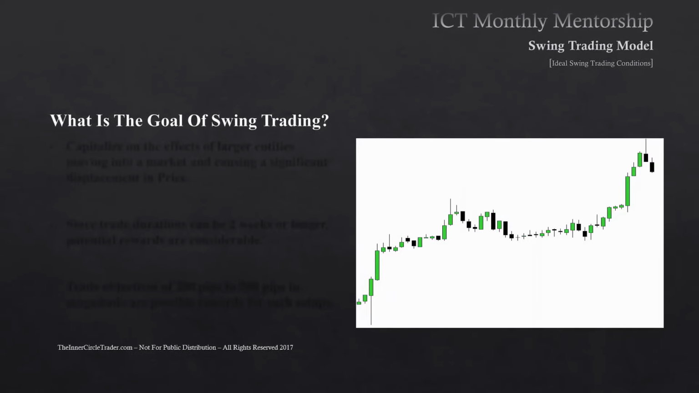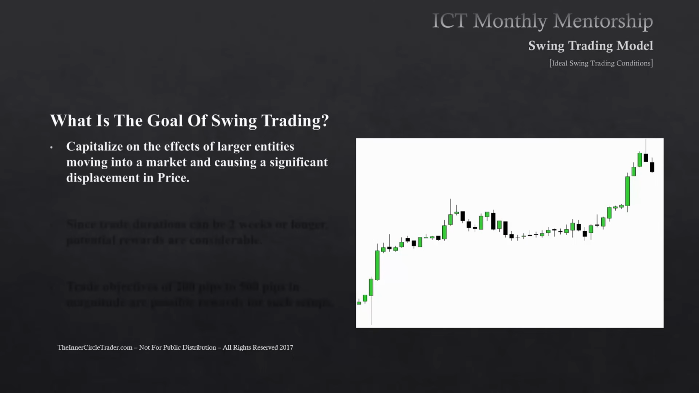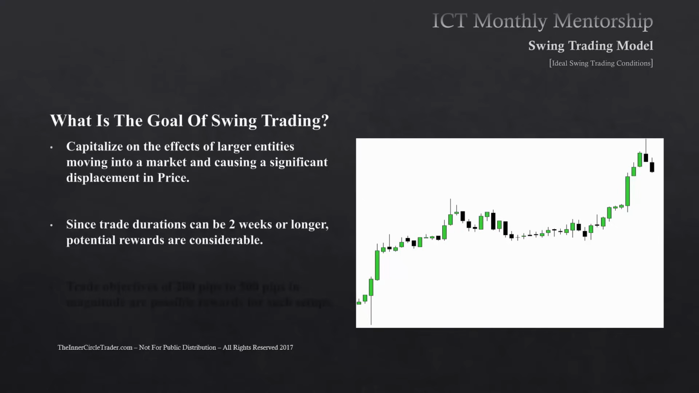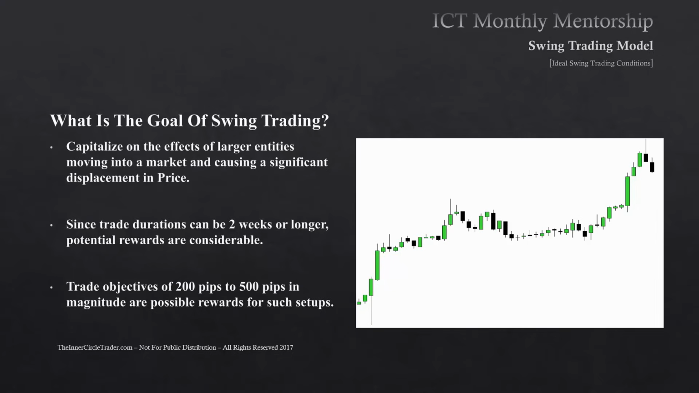Okay, what is the goal of swing trading? We're going to be capitalizing on the effects of larger entities moving into a market and causing a significant displacement in price. And since trade durations can be 2 weeks or longer, potential rewards are considerable. And trade objectives of 200 to 500 pips in magnitude are possible rewards for such setups.